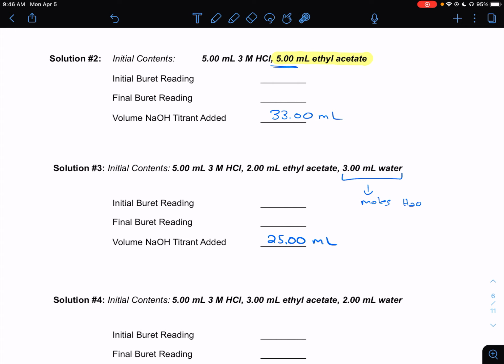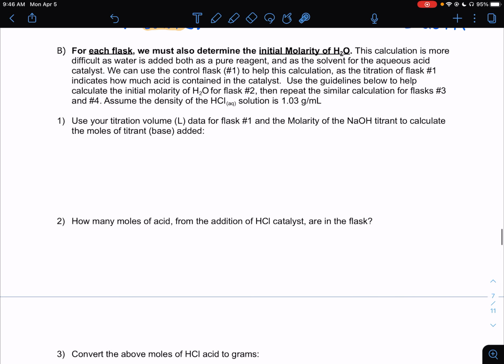In solutions 3 and 4, we have water we have to figure out the moles of, but we have the same 5 mL of the 3 molar HCl. So the key is, however many moles of water we determine are here will also be here and will also be here. But then we can add the 3 mL and the 2 mL as we go on. So what does that look like?